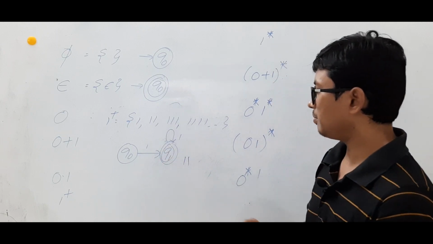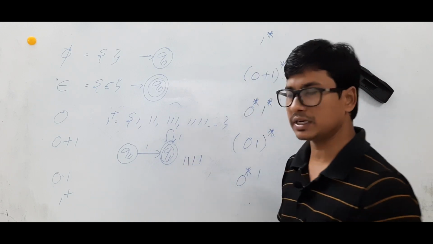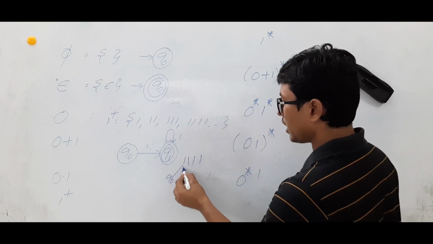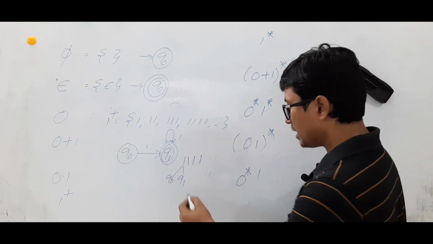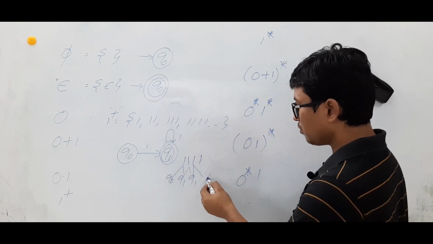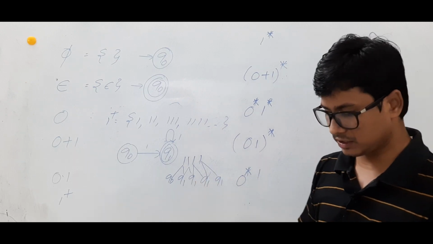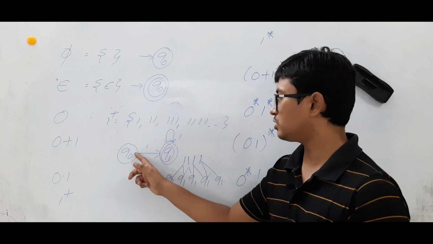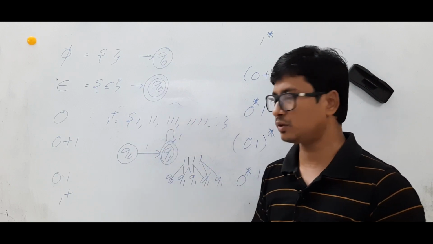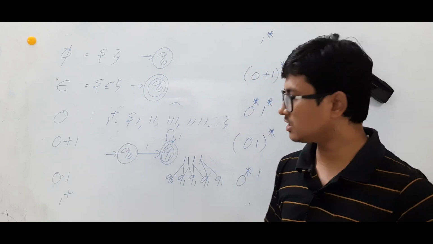Are you able to understand? Then if it is three ones, you can see it. From q0, the initial state, on 1 I am reaching q1. Once I reach q1, on 1 I am again in q1 only. q1 on 1 again in q1. q1 on 1 again you are reaching the state q1, because you are traversing there only. From q0 on 1 you are coming to q1. However many ones come, you will be in the state q1. The initial state is q0.